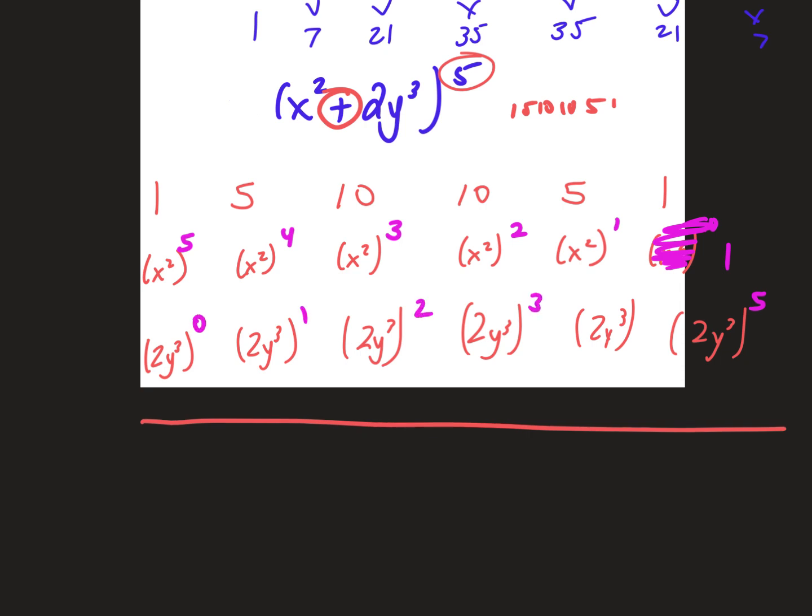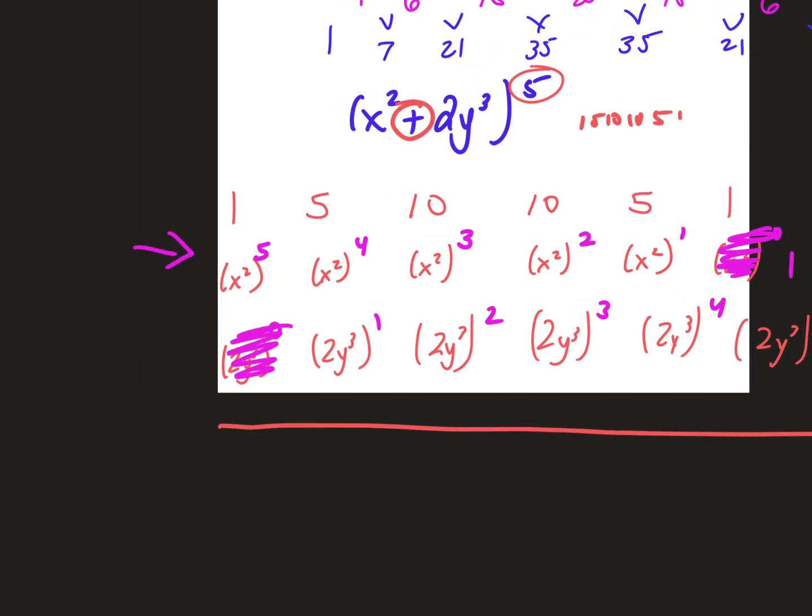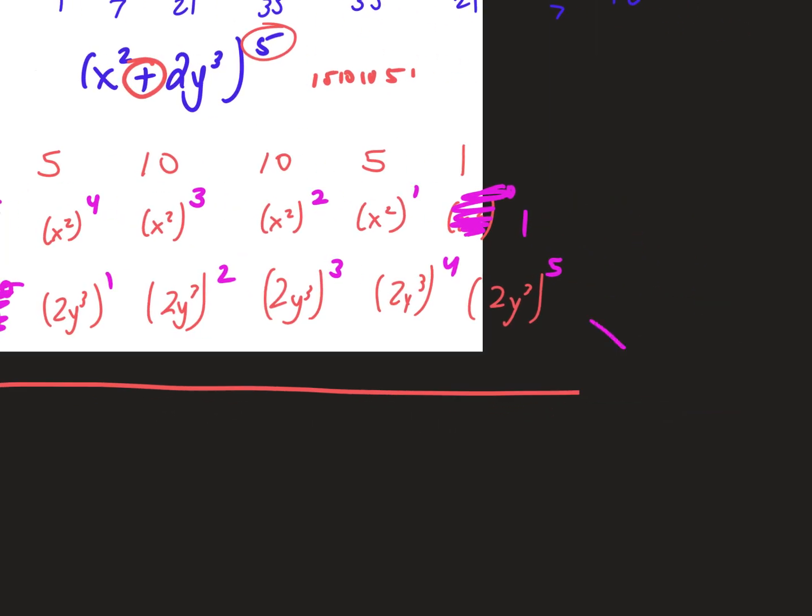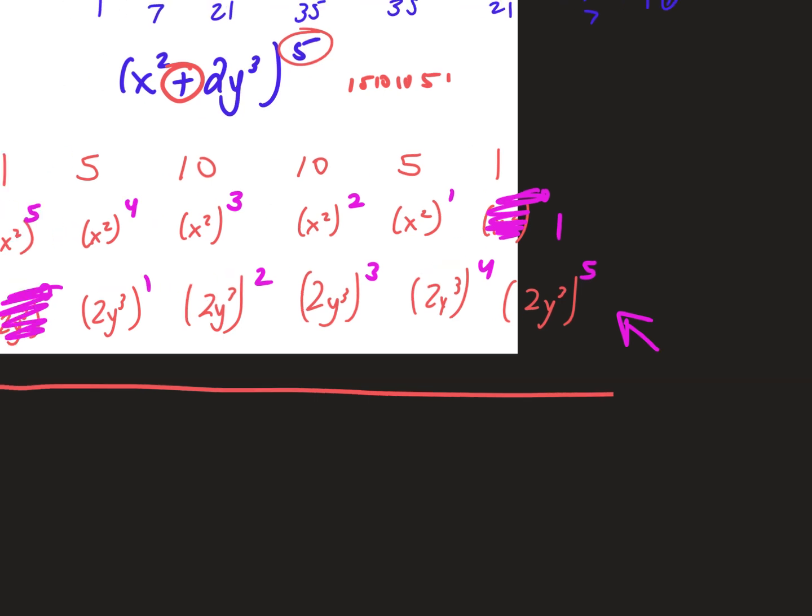But it's 0, 1, 2, 3, 4, and 5. If you want to check, your first term starts with the highest exponent, and your second term ends with the highest exponent. You guys see that? And now just do a little bit of math before you start multiplying.